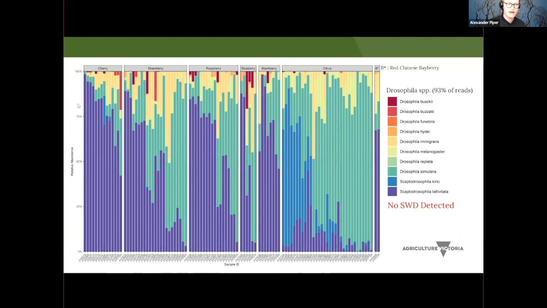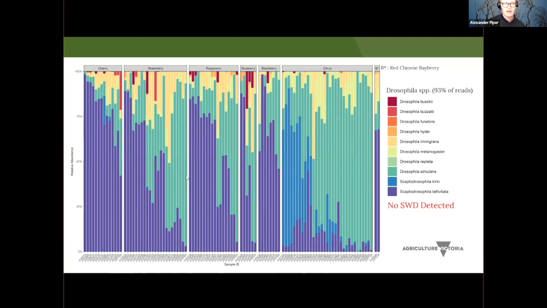So here, each column is a different trap. You've got the relative abundance of the different species on the y-axis and the sample on the x-axis. So basically, the samples were dominated by 10 native Drosophila species. What we saw was especially the Scaptodrosophila lativittata, which is the purple, and Drosophila simulans, which is this kind of green color.